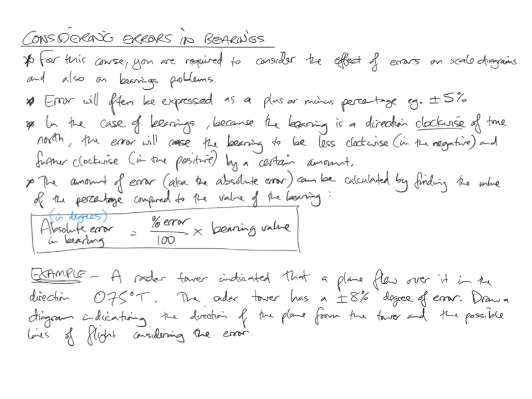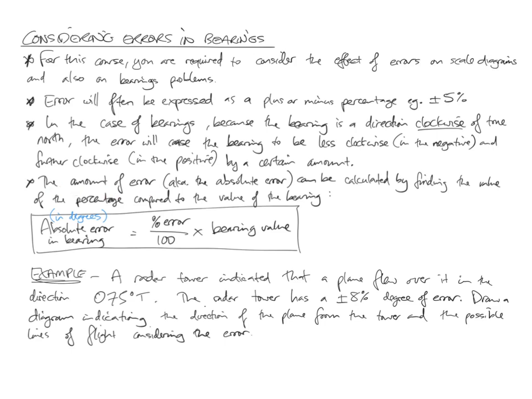In the case of bearings, because the bearing is a direction that goes clockwise of true north, which is 000 degrees, the error is going to cause the bearing to be less clockwise if you're talking about the negative error. So say your negative 5% error, you're going to be 5% less clockwise from true north than the actual bearing that you're told. And if you're in the positive error, so say plus 5% error from the bearing, you're going to be 5% further clockwise by a certain amount.